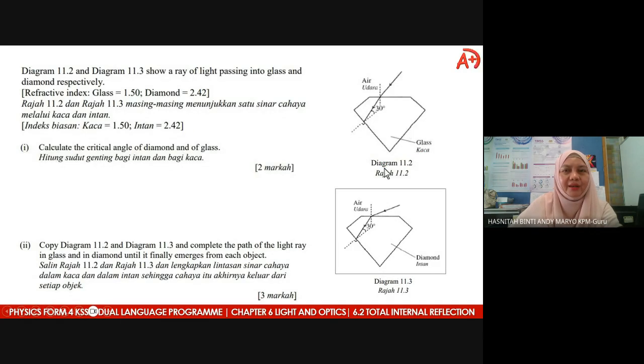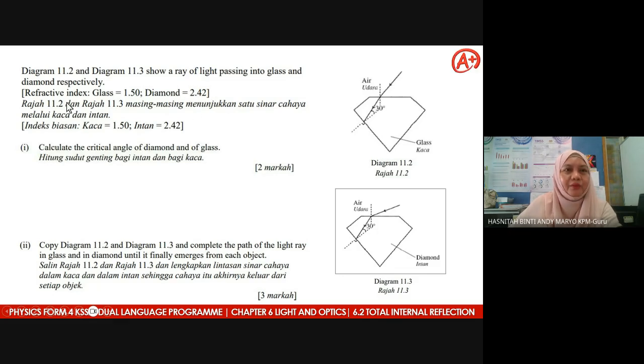Okay, this is the next question. Now you are given diagram 11.2 and 11.3. 11.2 is glass. 11.3 is diamond. Okay, now in both diagrams, light is entering from air, entering the glass here, and then this is the second edge. Okay, in the 11.3 diagram, the light ray is coming from the air, entering the diamond, and then it reaches this edge. Okay, so this is the information given. Refractive index for glass 1.50, you can highlight, while 2.42 for the diamond.